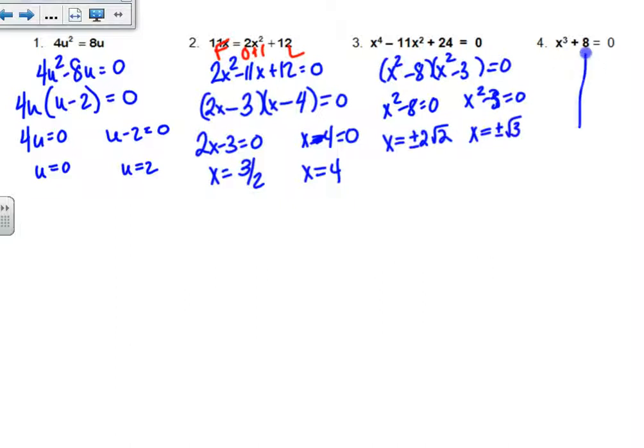And then number 4 is exciting. It's a cubic pattern. So when I factor the sum of cubes, the pattern is a plus b, times a squared minus ab plus b squared.